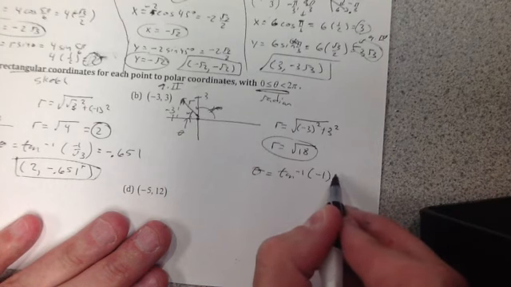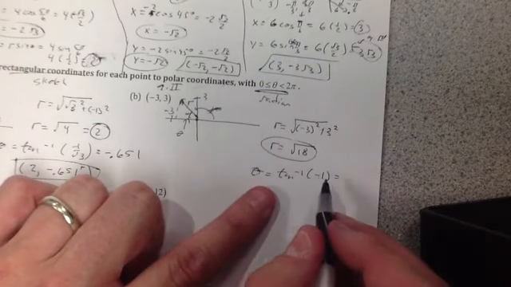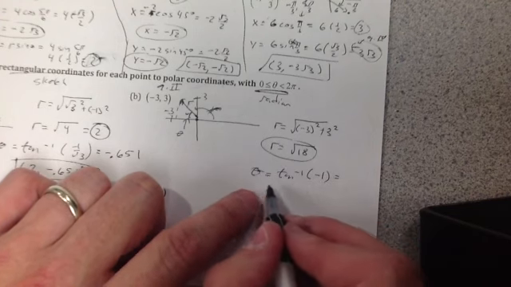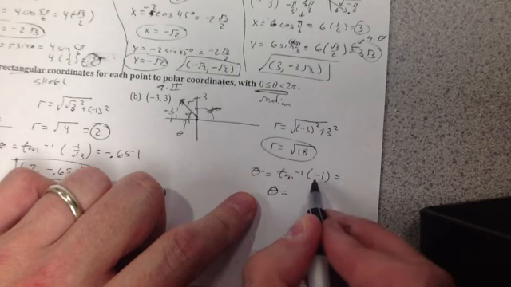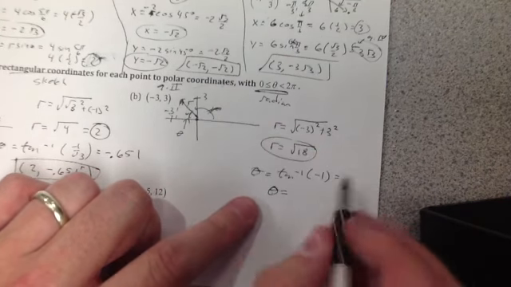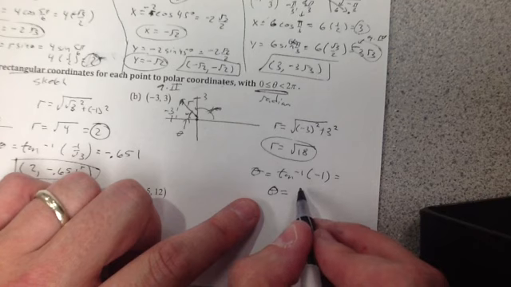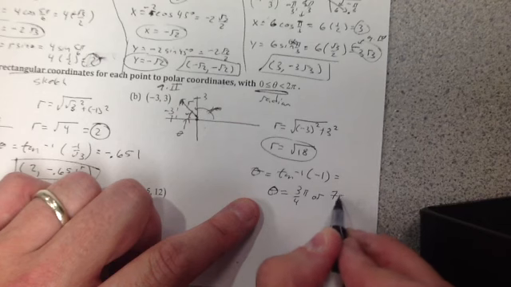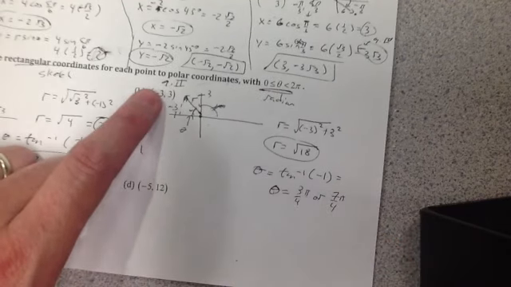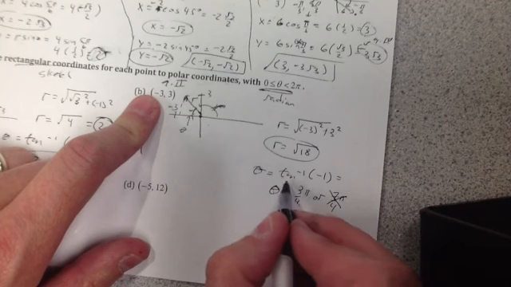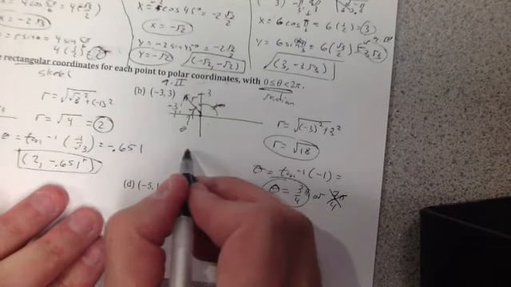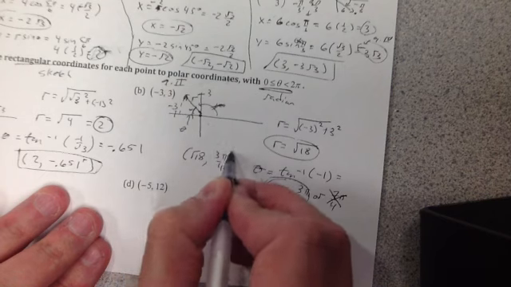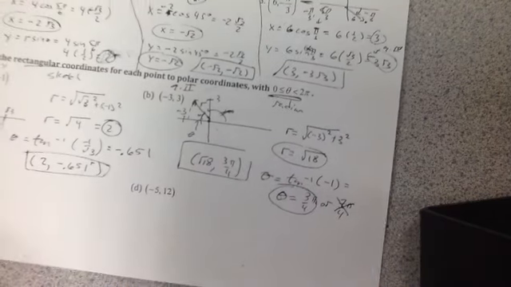So it's negative 1. Now, negative 1 is going to give me what angle? Since tangent is negative in 2 quadrants, 3 and 4, it's going to give me in radians 3 pi over 4 or 7 pi over 4. But remember, we're in quadrant 2, so we don't want the 7 pi over 4. We want the 3 pi over 4. That's going to be the hardest thing to do here. Square root of 18, 3 pi over 4. And there we go.